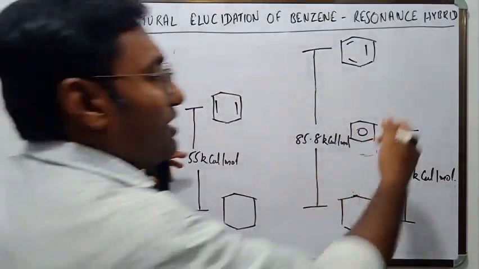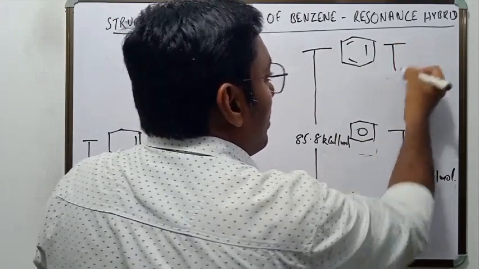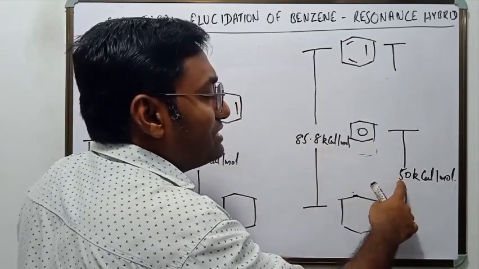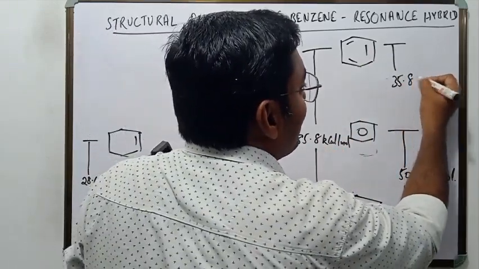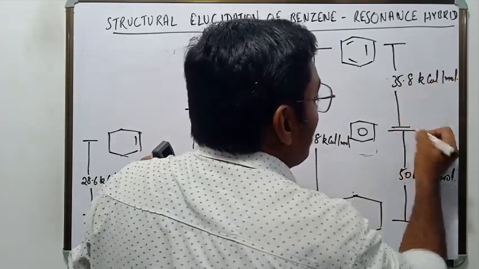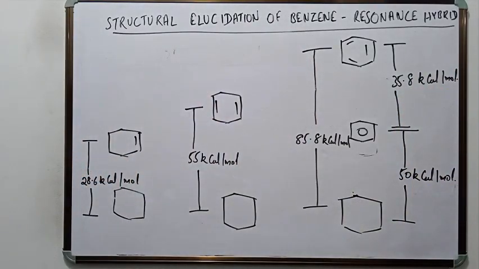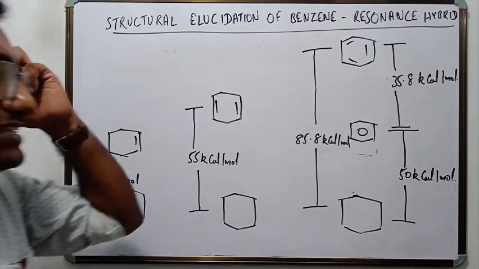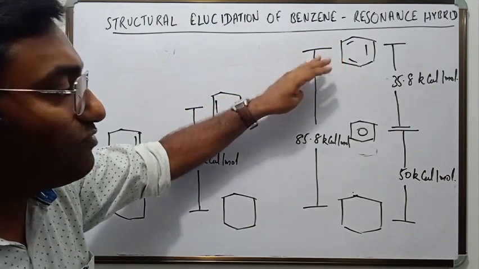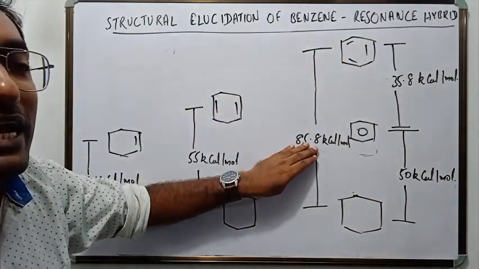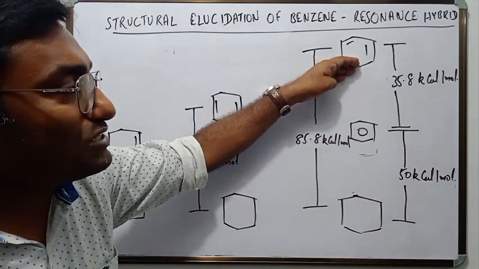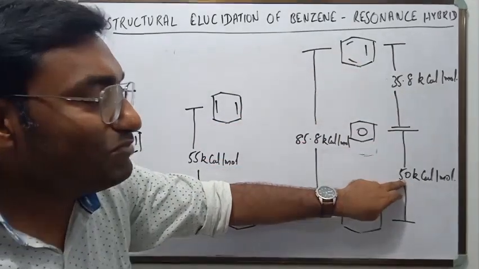It is only 50 kilocalorie per mole. What is the remaining energy from the expected value? That is 85.8 minus 50, that is 35.8. 35.8 is the difference from the expected value. That itself indicates that the structure of benzene is not the Kekule structure. Had it been a Kekule structure, the heat of hydrogenation would have been 85.8 kilocalorie per mole, as calculated from cyclohexene. But because it is not a Kekule structure, its heat of hydrogenation is 50 kilocalorie per mole.